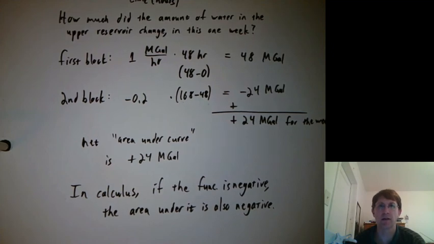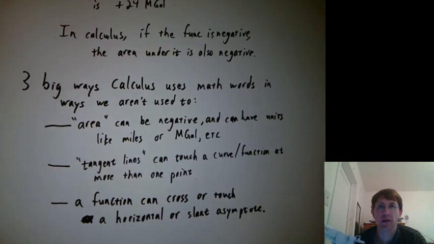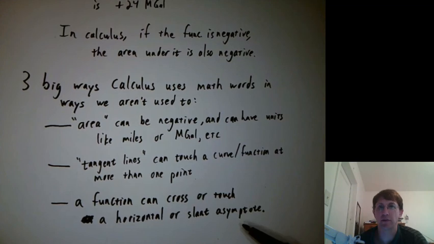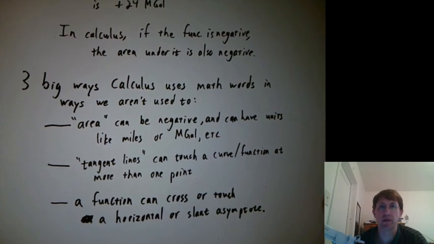I'll pause and write it down. Okay, there we go. I forgot to mention a function can cross or touch a horizontal or slant asymptote. It still can't cross or touch a vertical asymptote by the definition of function. All right, next we'll talk about all this net area under the curve stuff and some new notation.